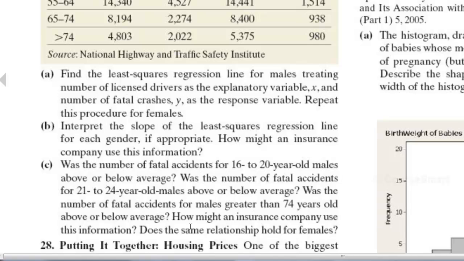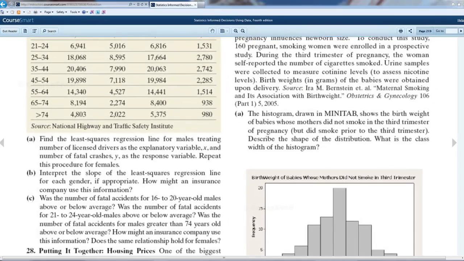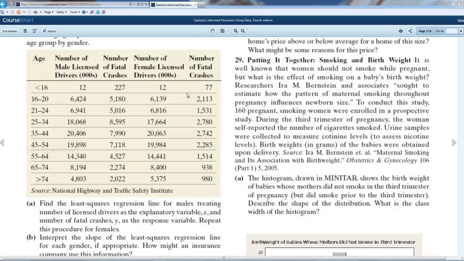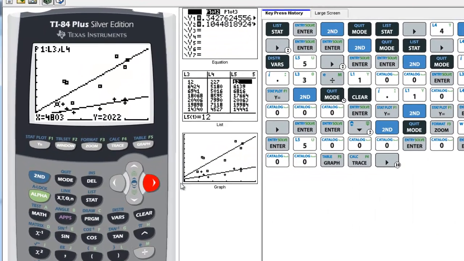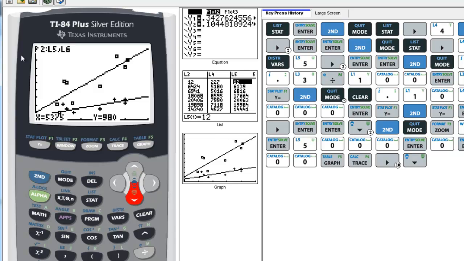Now we want to repeat the same question for the females. So when you look at the data set, the number of drivers in that category for females would be 6139, and that's the 16 to 20-year-olds, and then 5375 for greater than 74. So again, we go back to the calculator, and we want to trace, but this time we want to trace list 5 and list 6. So you'd push the down arrow key, and you notice up here that now you're tracing list 5 and list 6, the second stat plot.